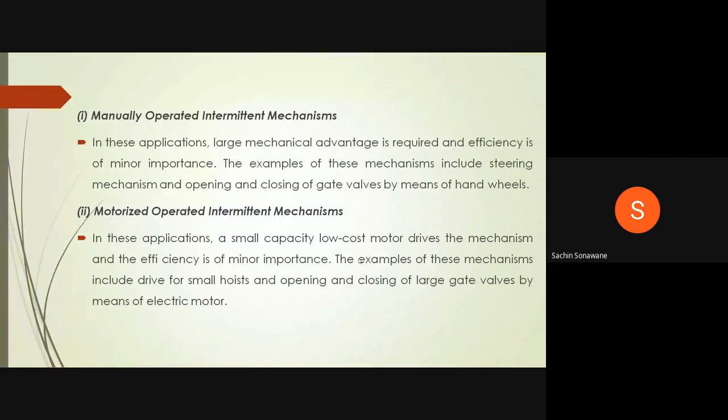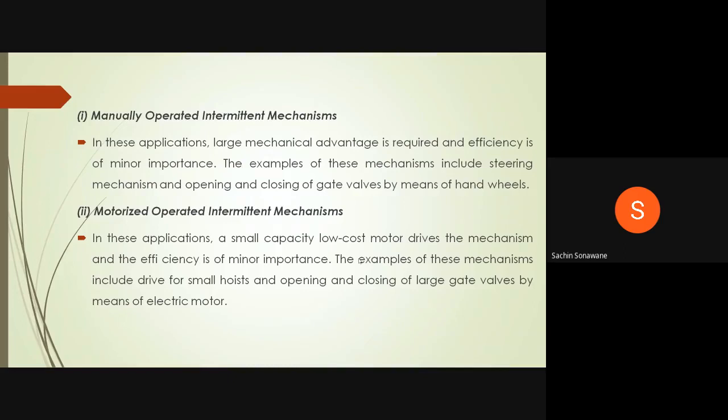First, manually operated intermittent mechanisms. In these applications, large mechanical advantage is required and efficiency is of minor importance. The examples of these mechanisms include steering mechanism and opening and closing gate valves by means of hand wheels.